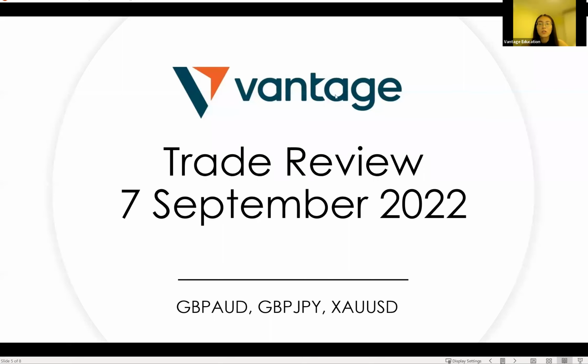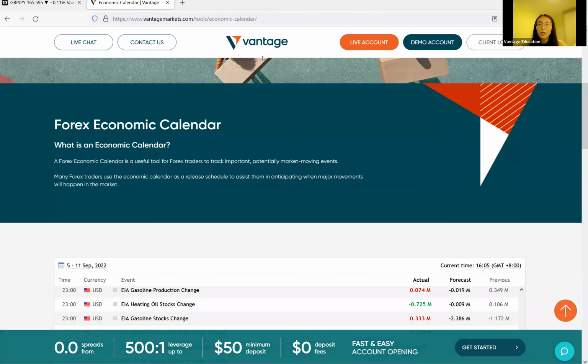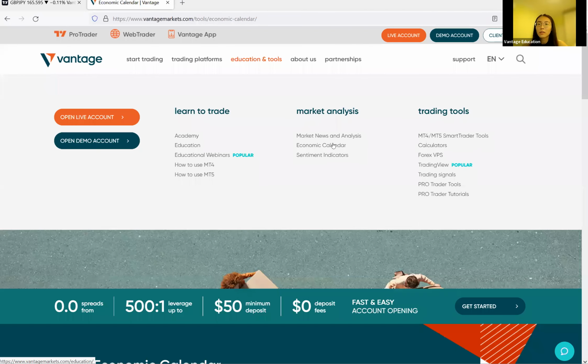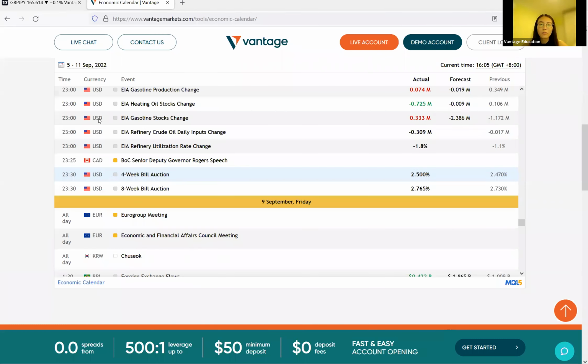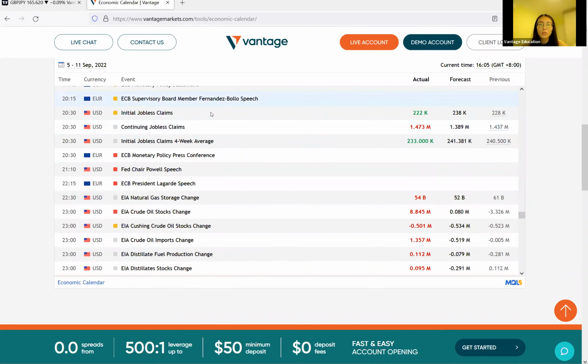So for the economic calendar, you can go to vantagemarkets.com. Under vantagemarkets.com, just go to educational and tools here. Under this tab, you can just click on economic calendar. So what we see over here is that this would be categorized according to the currency. Essentially what it shows is the economic data that's released and which currency it's involved.